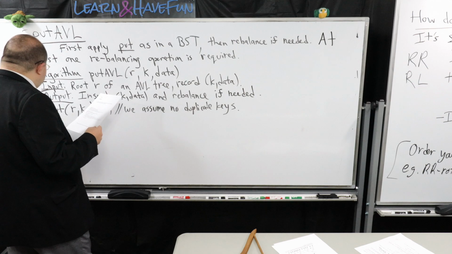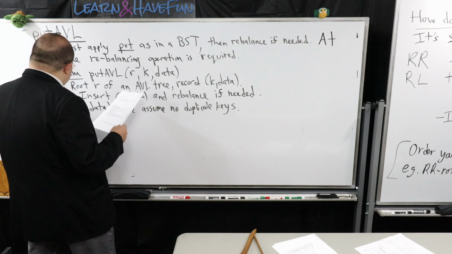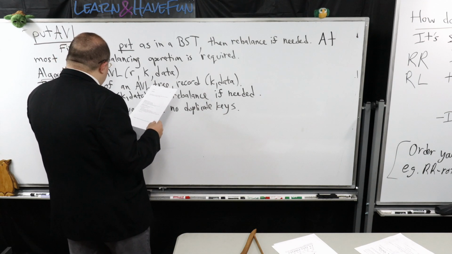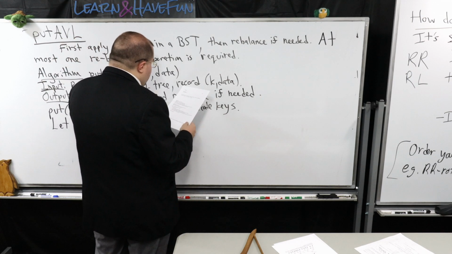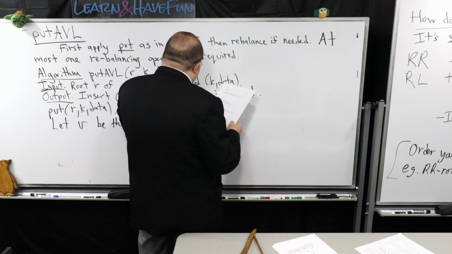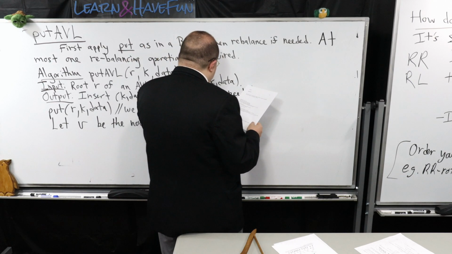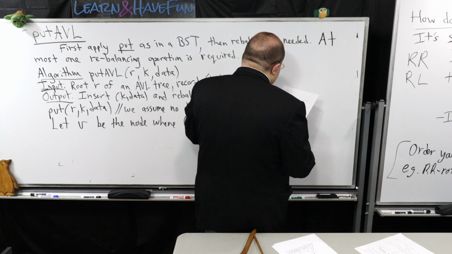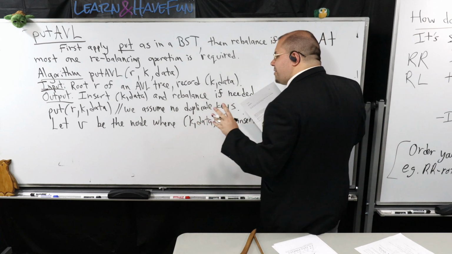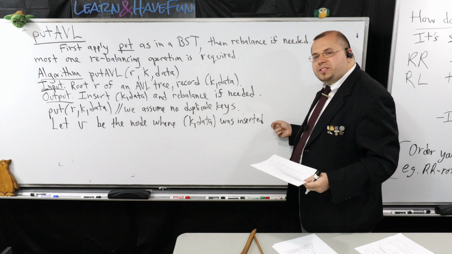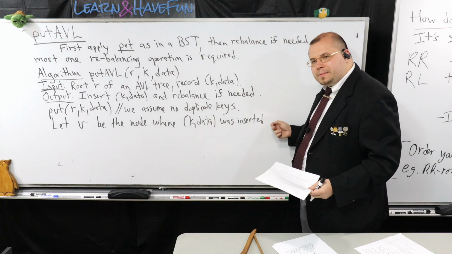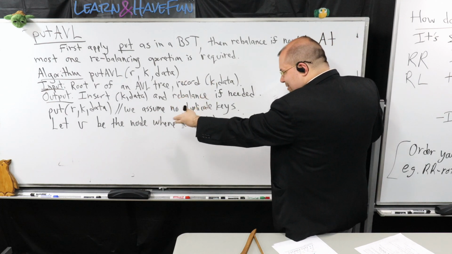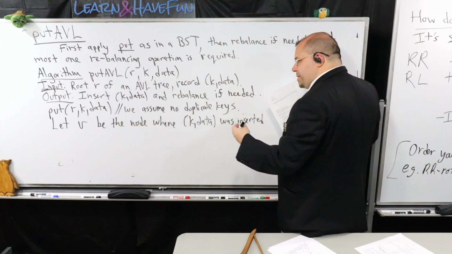But what I want to have is I'm going to have this give me a node, let v be the node where the record K data was inserted. So if ever it becomes unclear and you have difficulty trying to get this node, you can always use the get operation to retrieve it. So if you don't make that return this node, you can always make it so it actually uses the get operation to retrieve this node for you.